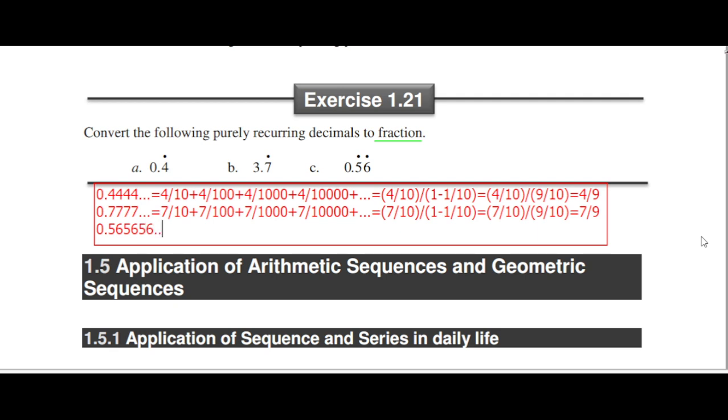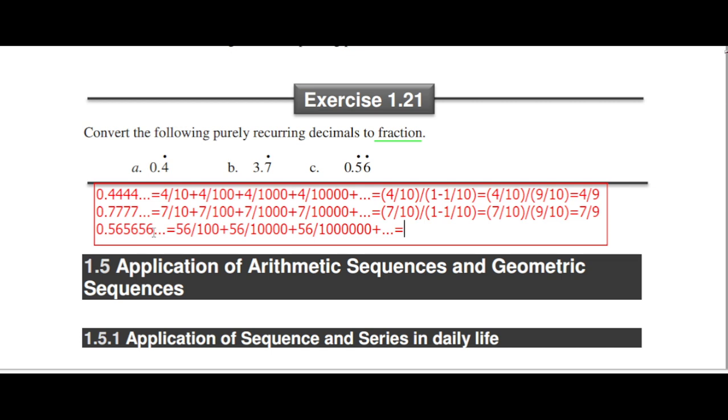0.5656 and so on, which is equal to, let's rewrite as a fraction for each repeated digit group: 56 over 100 plus 56 over 10,000 plus, because let's count here, 1, 2, 3, 4, 5, 6, 56 over 1 million, plus and so on.